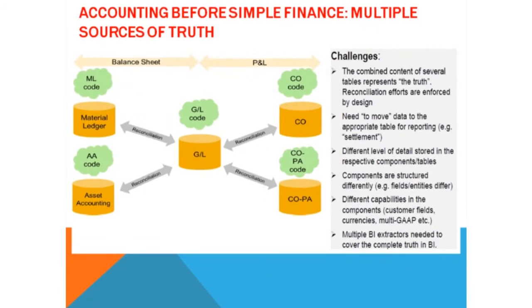So what is basically the new universal ledger approach? Accounting before Simple Finance, source of truth. You can see balance sheet and P&L statements are there. This is the general ledger. GL code from the material ledger perspective is there, from asset accounting perspective, from controlling company code perspective, as well as from profitability analysis perspective. All the information is flowing in. If you are a financial person, you can see lots of information coming to your central hub, the general ledger, which gives you the report based on your application needs.